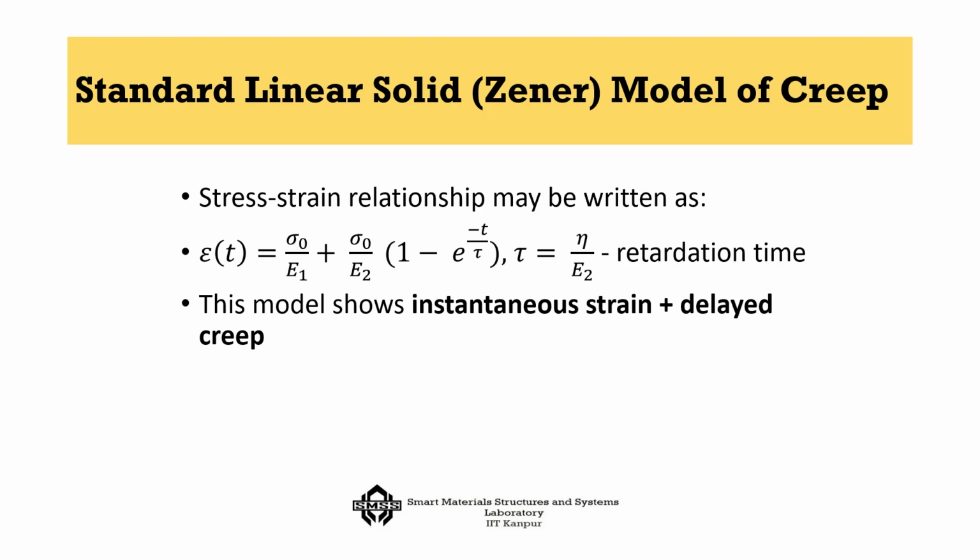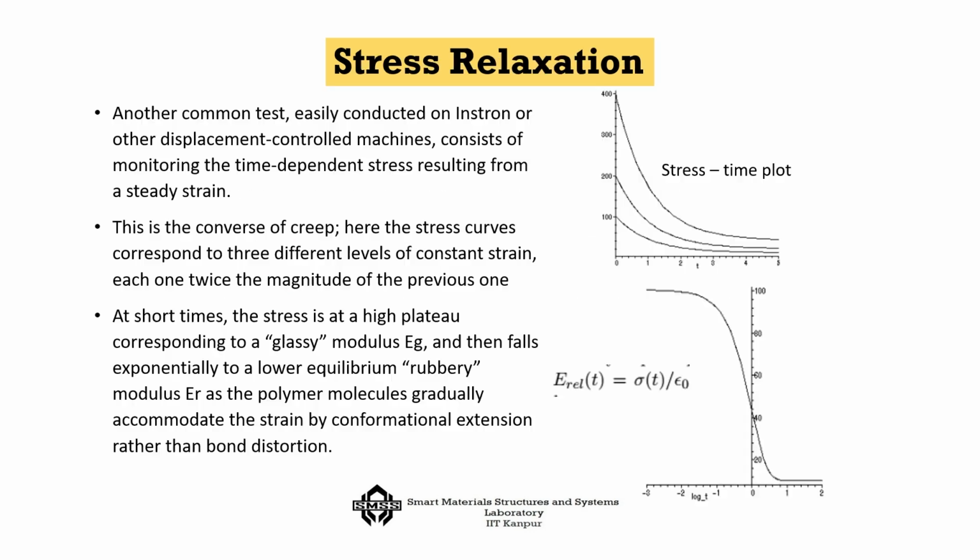So, that is the most popular model, the SLS model, and what are the parameters we will need there? One is of course the E1, and then the E2 you will need, and then you need the tau. So, this 3 parameter model is important, where you have instantaneous strain plus the delayed creep that is present in the system. Now, we also can look into the whole thing in the form of strain relaxation.